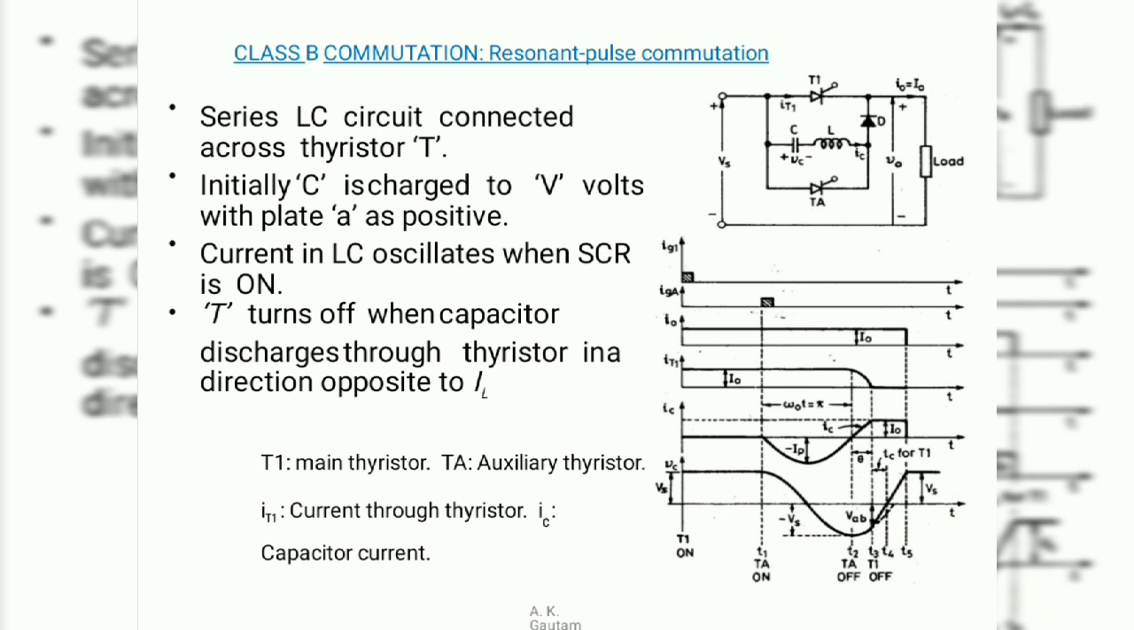There is a gate current IG1 and also a gate current for the thyristor TA. Here there is the capacitor voltage. When the thyristor T1 is on, the capacitor is fully charged. Next, when TA is on, the capacitor starts discharging. Once the capacitor is fully charged, it discharges through the thyristor TA. So TA becomes on and the capacitor voltage discharges. That is known as resonant pulse commutation.